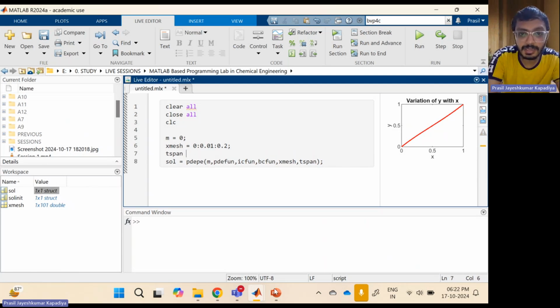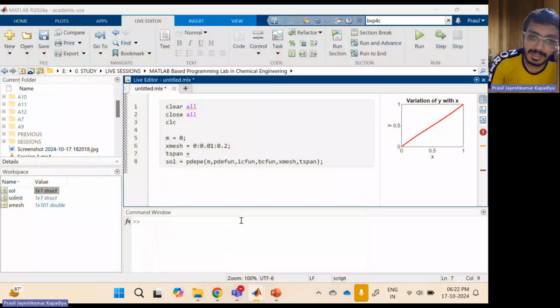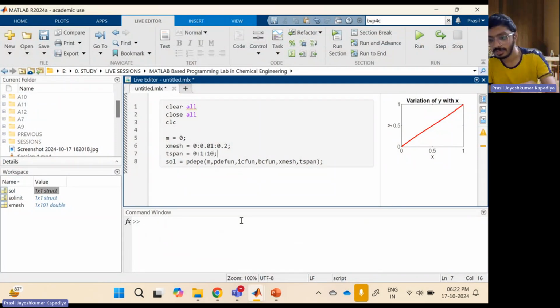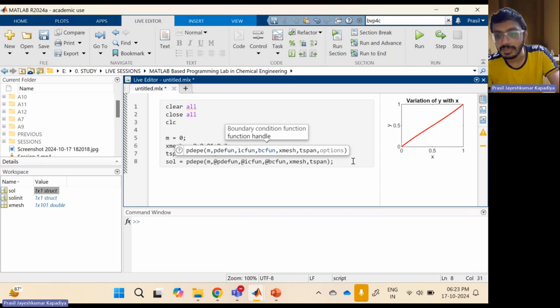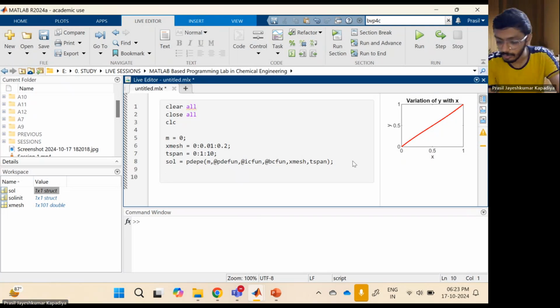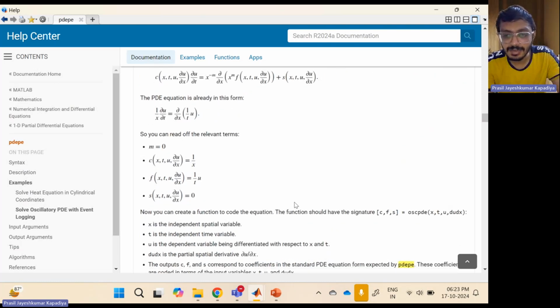My time span tspan is equal to... I need to calculate it at... it is not given to us, right? Time is not given. So let's take some random value of time, from, let's say, 0 to 0.1 to 10. Let's keep a gap of 1 instead of 0.1. So tspan is also defined. These two parts we have defined, and now the remaining three parts are functions. I need to add one important thing, the at the rate sign, because we are writing functions below. So my first function, how can I define the function? Let's have a look here.